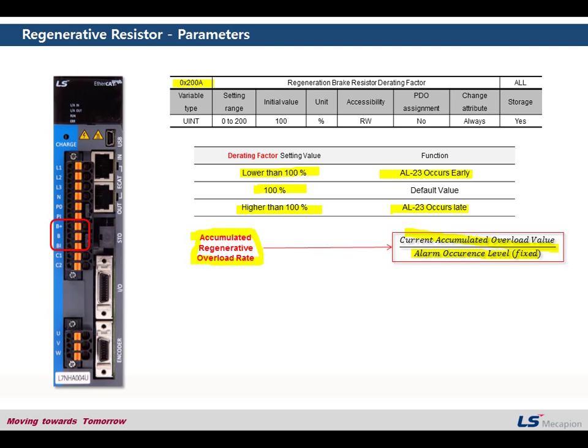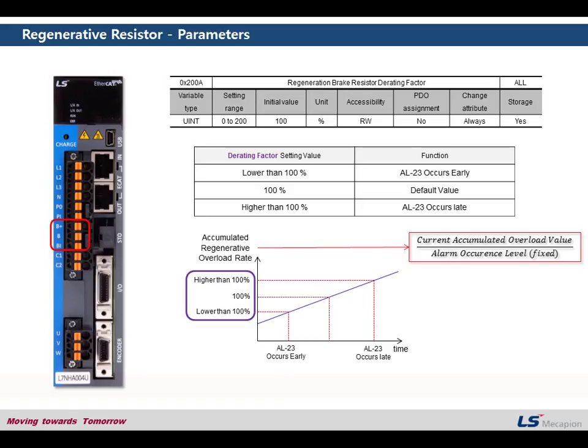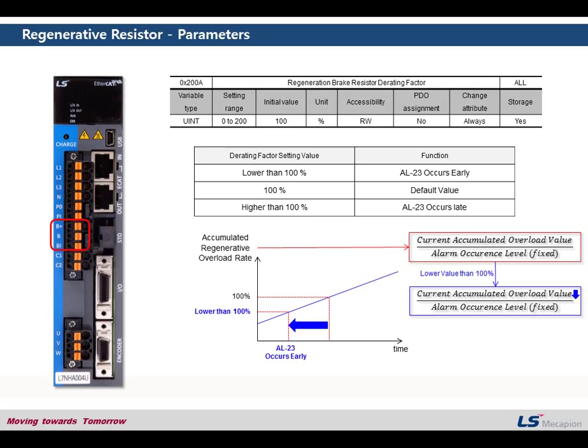To help you understand, I'd like to show you the graph. This graph shows how this setting value operates. Depending on the setting value, the timing of alarm 23 will be different. Actually, setting 200A, I mean, derating factor, is the same as setting the range of overload that determines alarm occurrence. So setting the lower value than 100% means the range of acceptable accumulated overload becomes narrow, and it results in early occurrence of alarm 23. You see the lower value than 100%, alarm 23 occurs early because the accumulated overload value would be decreased because this value is fixed.